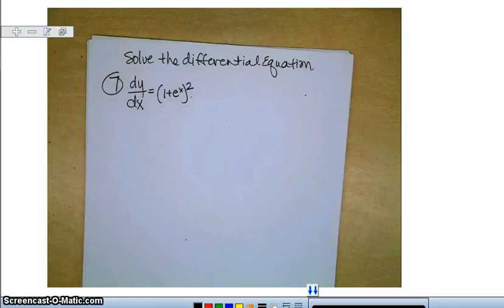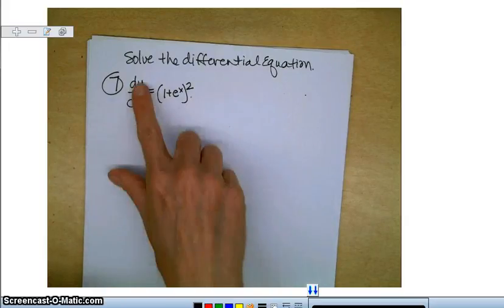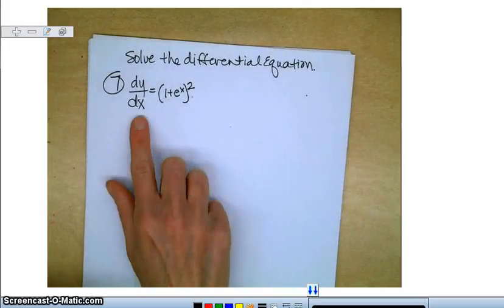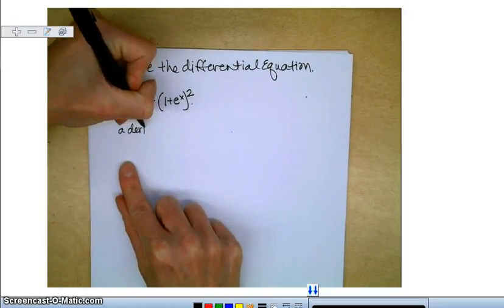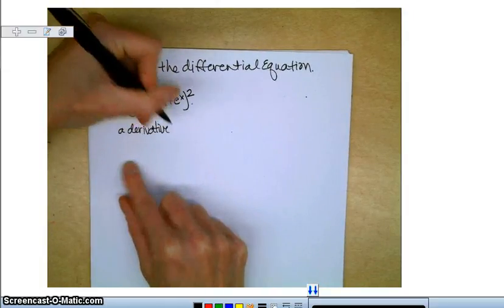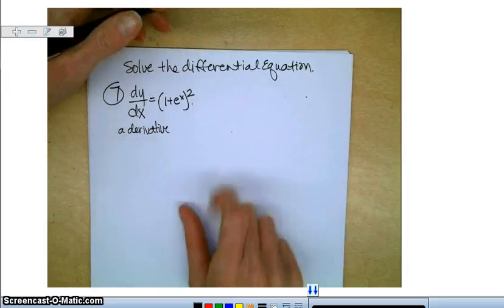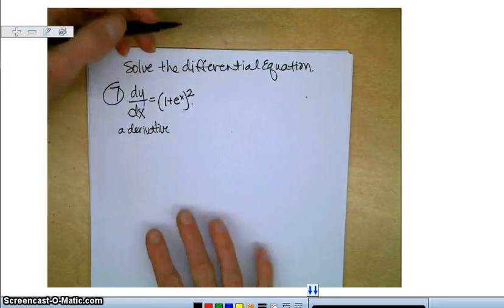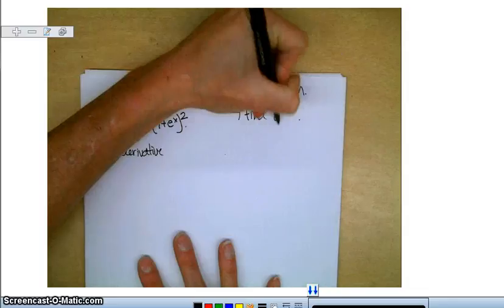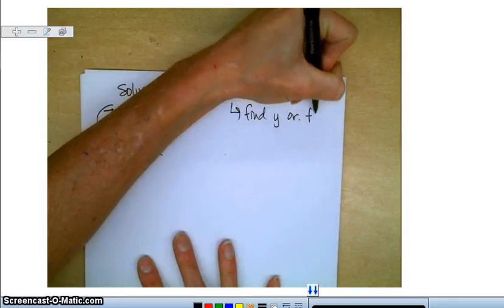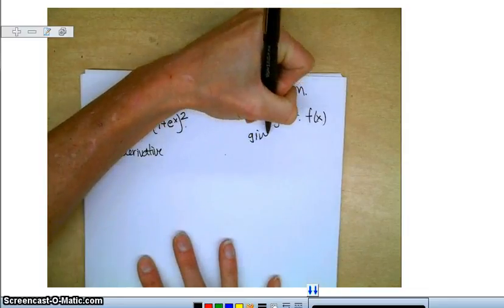Okay, so we're solving a differential equation now, and actually solving a differential equation is really just an integral, because when they ask you to solve the differential equation, they give you this. What is this? This is a derivative, and when they say solve the differential equation, what do they want you to find from the derivative? Okay, solve the differential equation means find what y equals, or f of x, given a derivative.